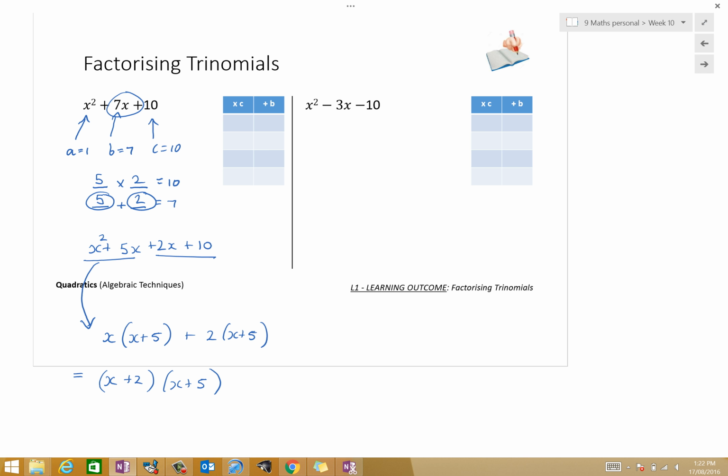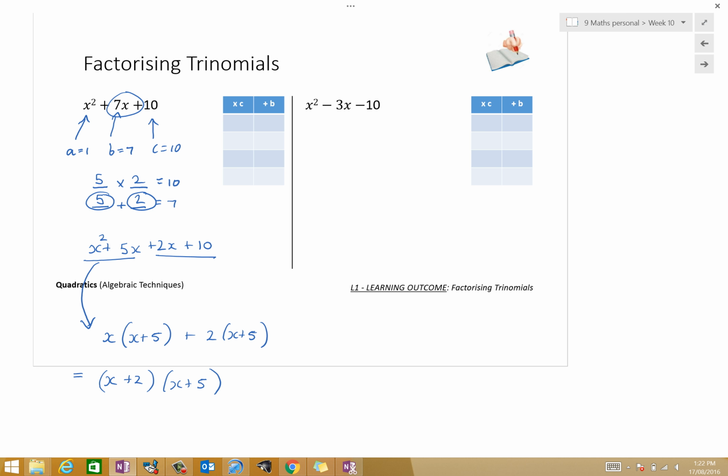The two numbers are 5 and 2. We've then split up this trinomial into 4 expressions, so that 7x becomes 5x plus 2x. We've then factorised by grouping. And then from there, we have a highest common factor of x plus 5. We then write it like so. Now the trick is that if I multiply and I find my two numbers which multiply to 10 and add to 7, then they're going to be my two numbers plus x. Okay? That's the trick.